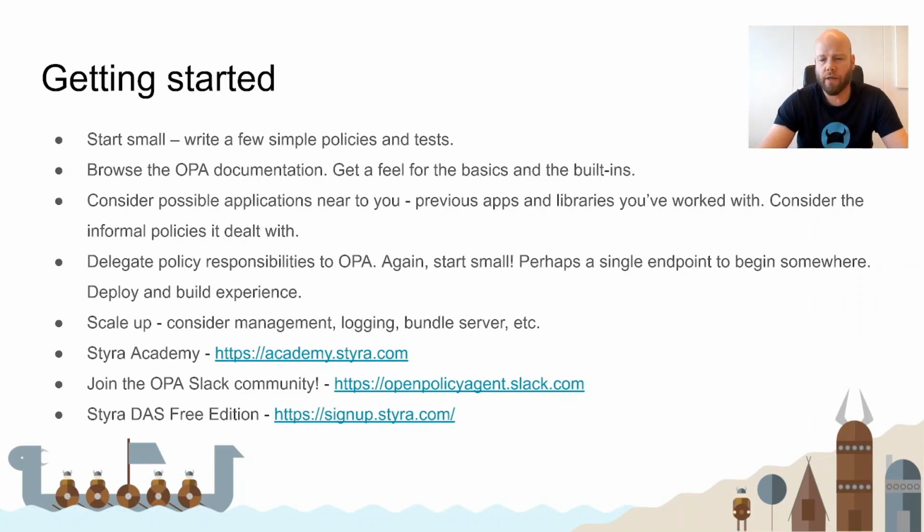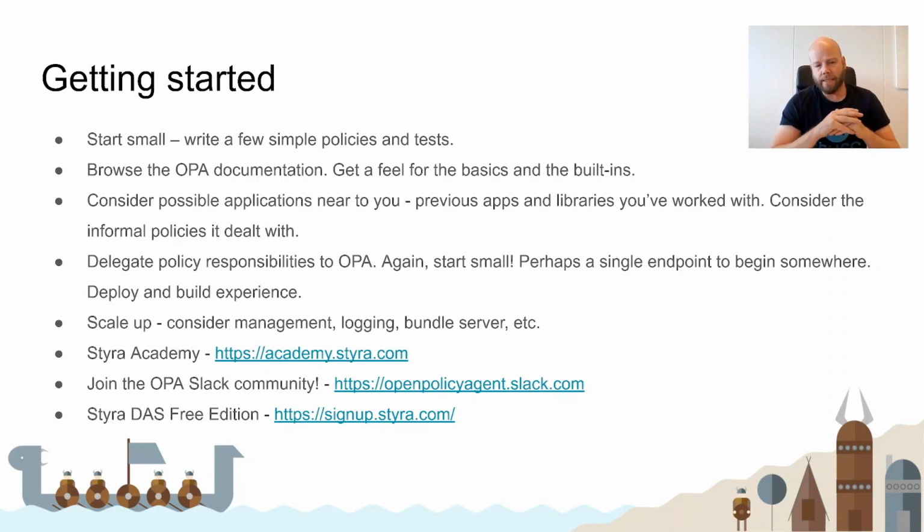You can start maybe with just a single endpoint or maybe a single role. Maybe check if the user is an admin and have OPA make a decision just based on that. And once you see that working, then you can deploy that and you start to build experience from that. And then you can add more rules and more tests. And once you have that, you can start to consider scaling up.